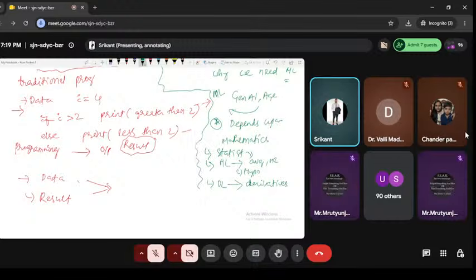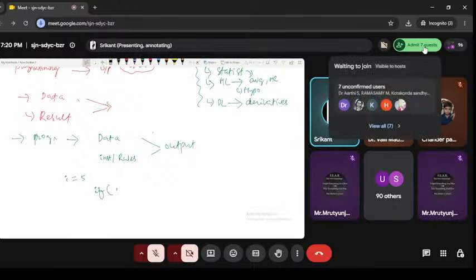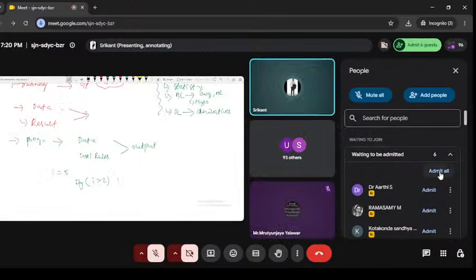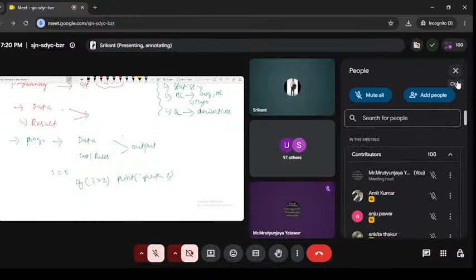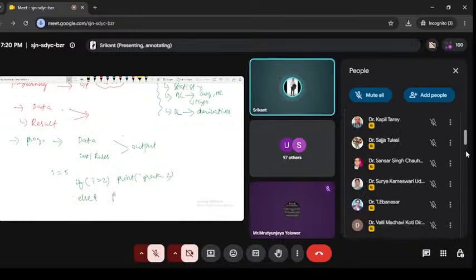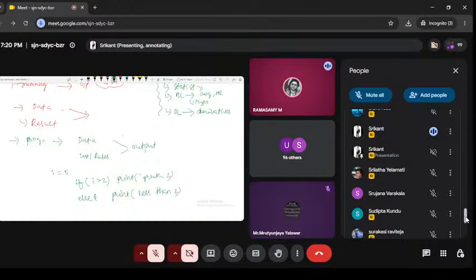Before, we had a lot of programming languages, but in programming languages, what happens? We have to give data, then we have to give some instructions, we can say rules. Accordingly, we'll get output, right? Data means, suppose I specify i is equal to 5. If I write a program here: if i greater than 2, then print it is greater than 2, else print less than 2. This is normal programming.